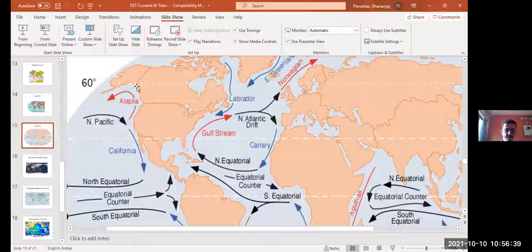Now, as far as this portion is concerned, all of you can see my cursor there, 60 degrees above. Yes, sir. Canada and the U.S. west coast in the Pacific Ocean. Make an arrow like this. If you have red color, very good. Otherwise, just make an arrow with your pencil. Write down Alaska Current, and since you are writing in pencil, write warm in brackets. Done.